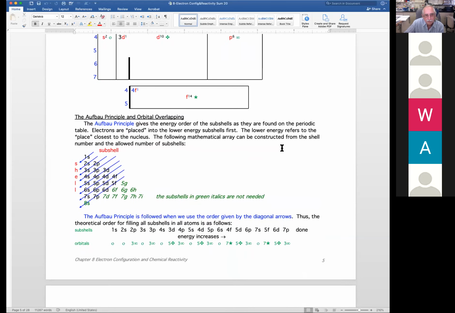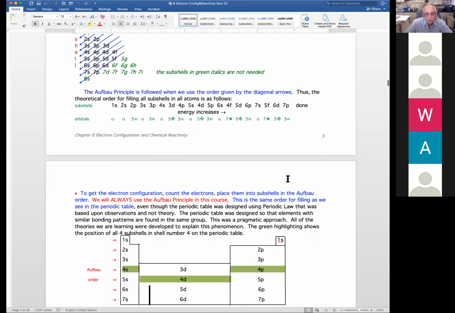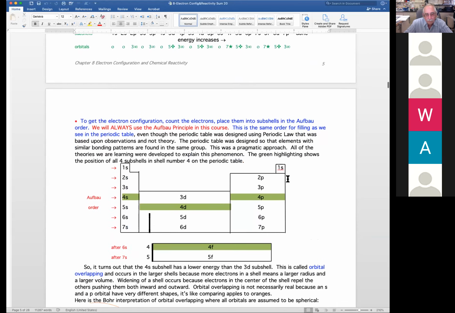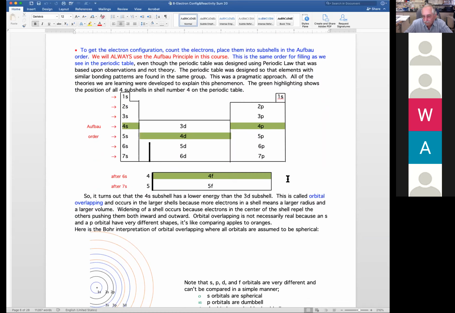So the first thing is getting you to accept that this is okay. So that's the important thing. The Aufbau principle is what's on the periodic table, and that's what we care about. There are textbooks that switch back and forth between Aufbau and not Aufbau, and it's just like, what are you doing to the poor students?